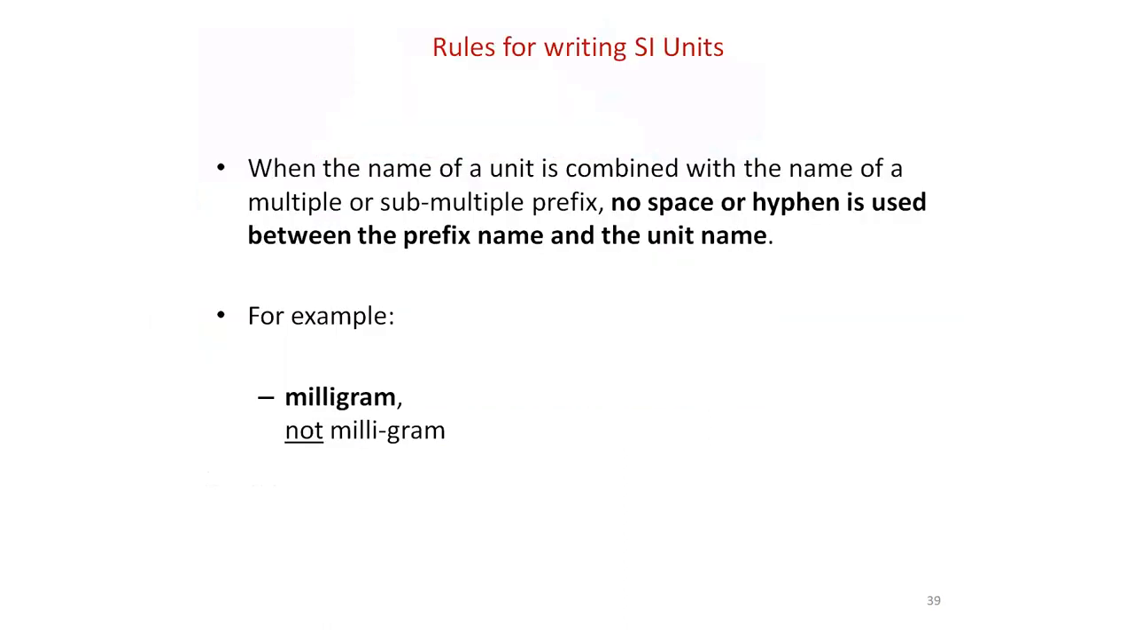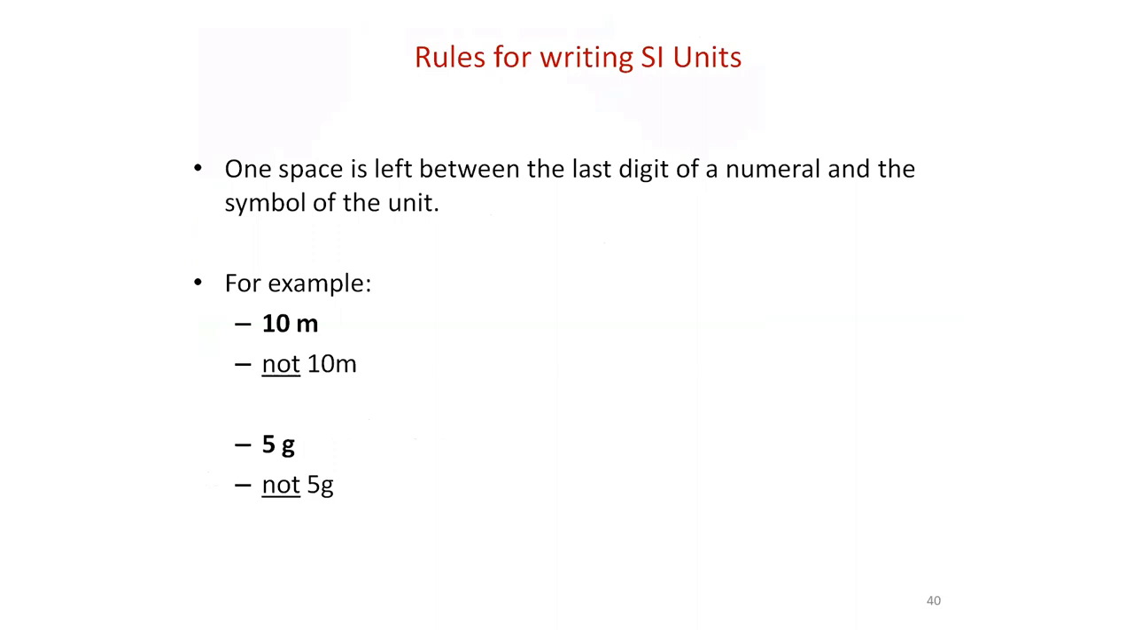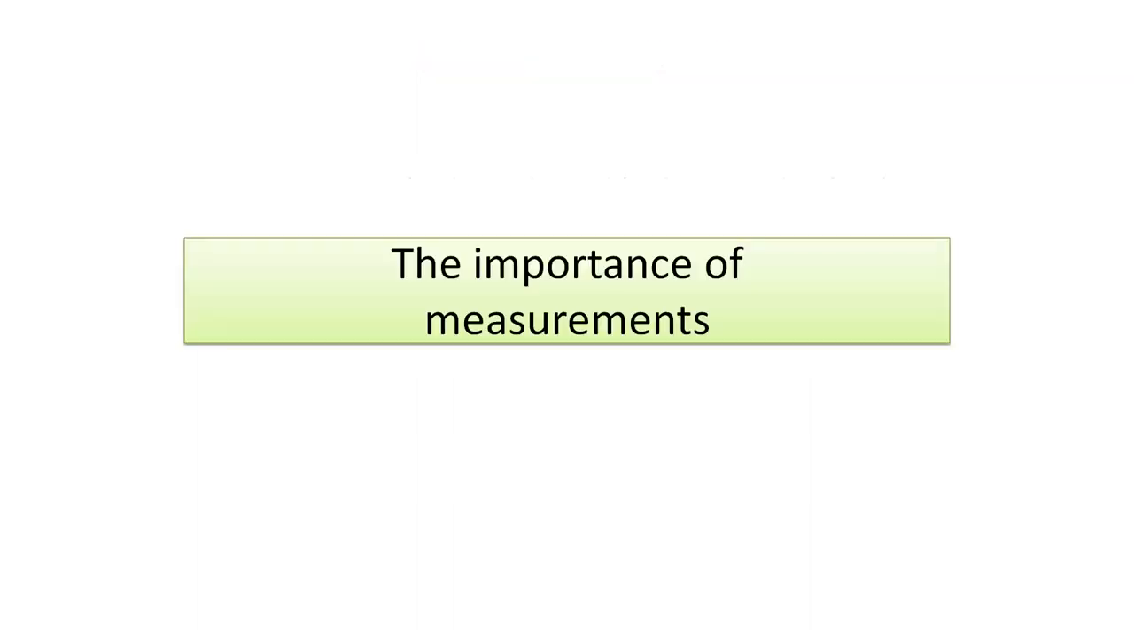If we may continue again briefly, there mustn't be any space between the unit and the prefix. So milligram would be one word and not as is written. There must be a space left between the last digits and the symbol of the unit. And that's something we do wrong if we're not careful. It can happen. So 10 meters, the space has to be left. The same thing for weight, 5 grams, and not as is seen.